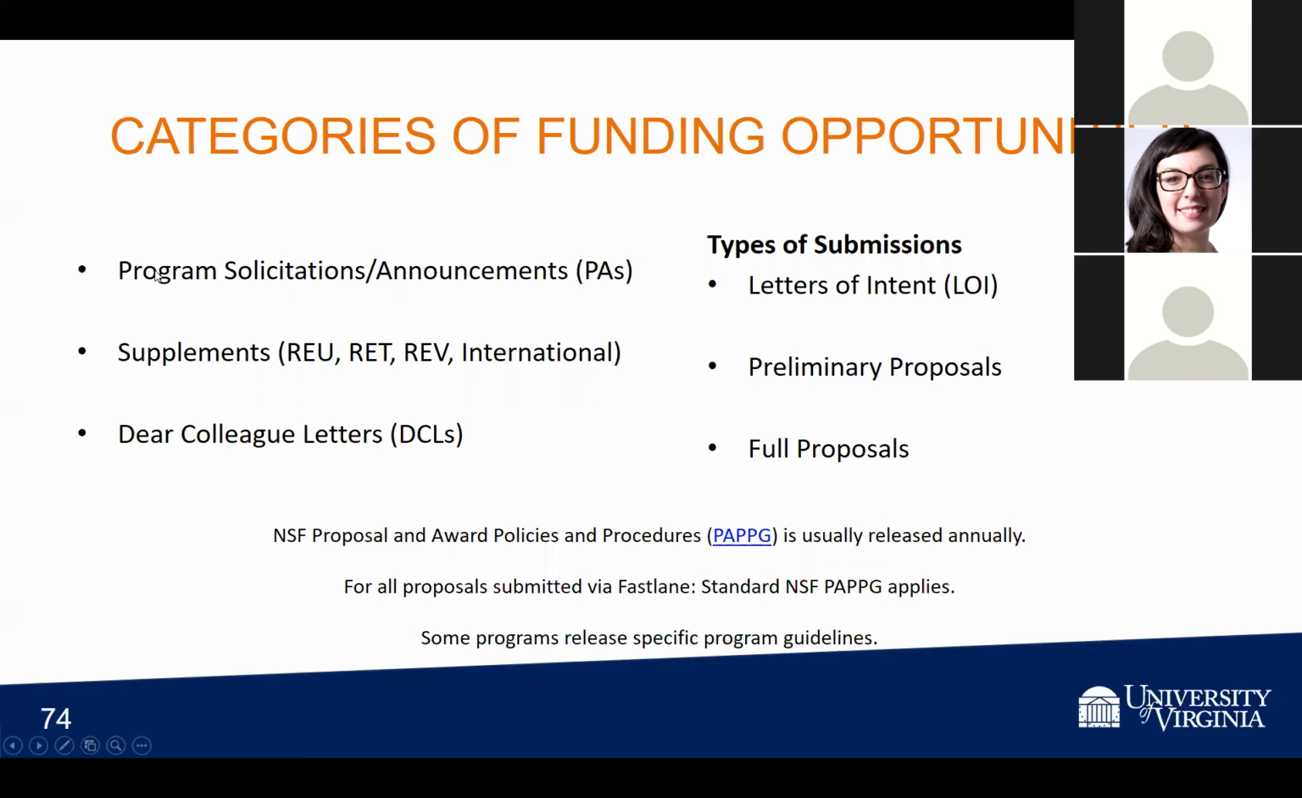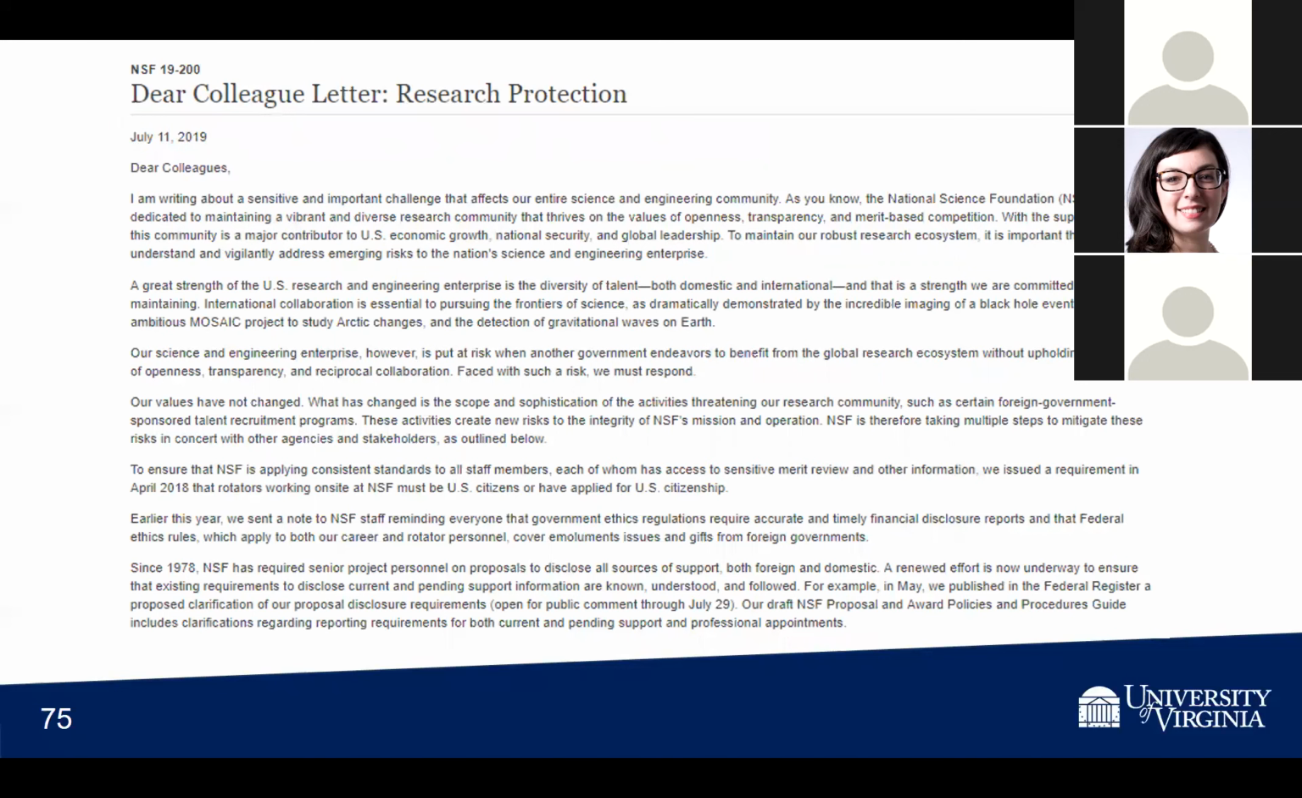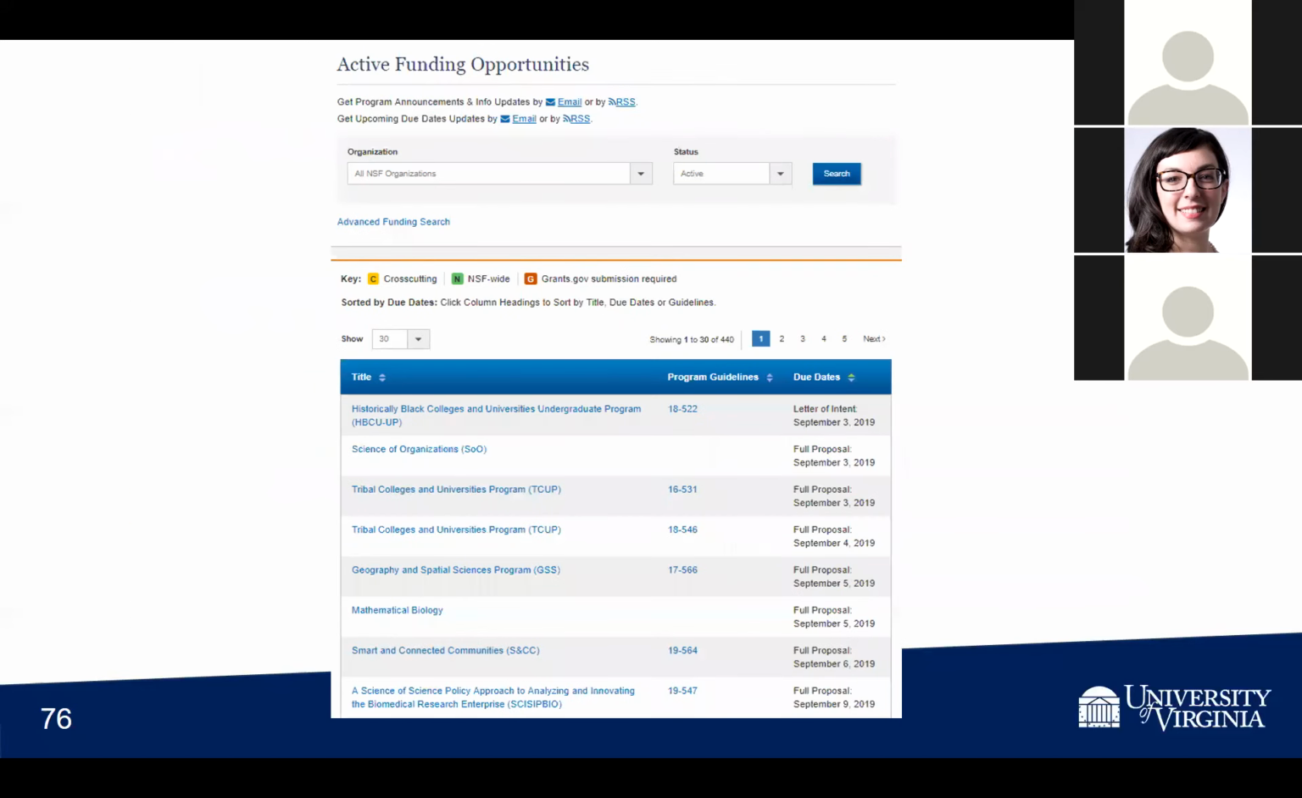So NSF will issue program solicitations or announcements. There could be supplemental calls for like REUs, research experience for undergrads. There could be Dear Colleague letters. And types of submissions, there could be a letter of intent phase, a preliminary proposal, and a full proposal. So here's an example of a Dear Colleague letter. These are all posted on the NSF site. And here's just a screen grab from last year of some of the funding opportunities that were out on the NSF site.